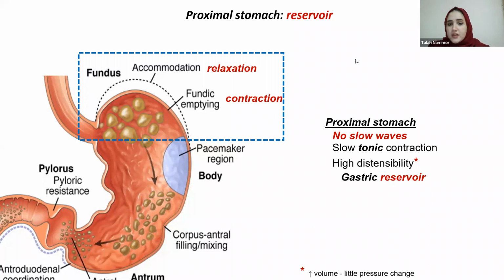You can see, guys, that we have no slow waves. What are the slow waves? They're basically the peristaltic waves. So in the fundus, in the most proximal area of the stomach, there will be no slow waves. There will be no peristaltic contractions. Okay, this is very important. What will be there, on the other hand, is tonic contraction and tonic relaxation.